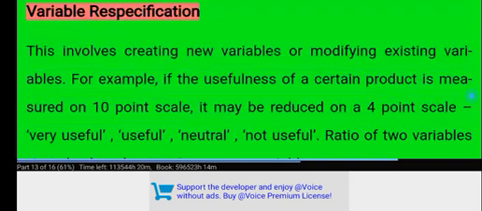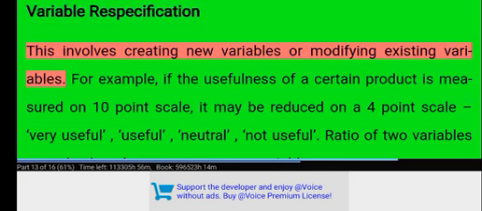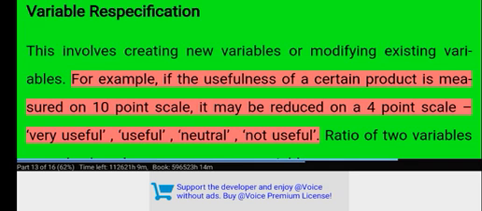Variable respecification. This involves creating new variables or modifying existing variables. For example, if the usefulness of a certain product is measured on a 10-point scale, it may be reduced to a 4-point scale: very useful, useful, neutral, not useful.